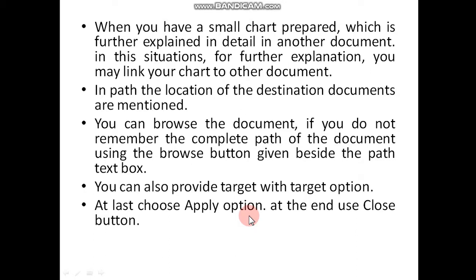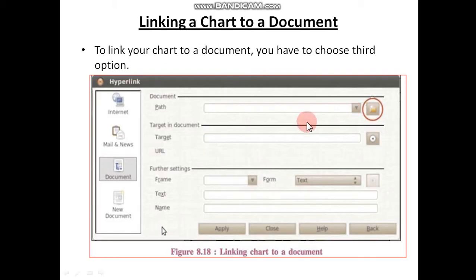Then you have a small chart prepared which is further explained in detail in another document. In this situation, for further explanation, you may link your chart to the other document. In the path, the location of the destination document is mentioned. You can browse the document using the browse button given beside the path text box, which is indicated here, if you do not remember the complete path of the document.